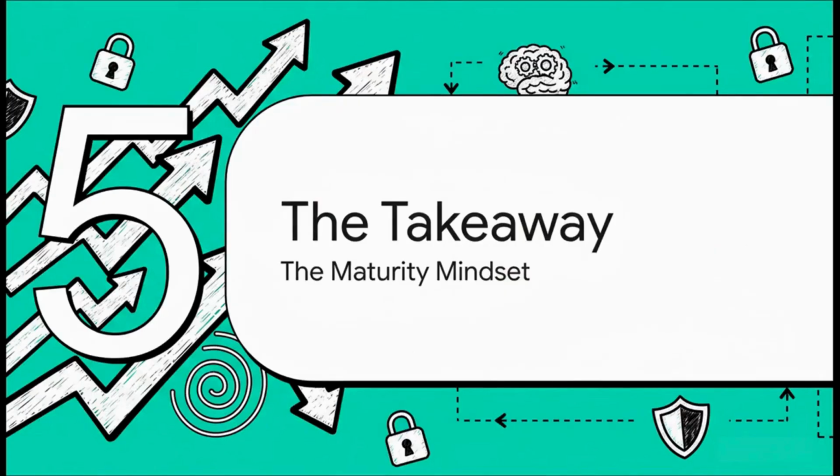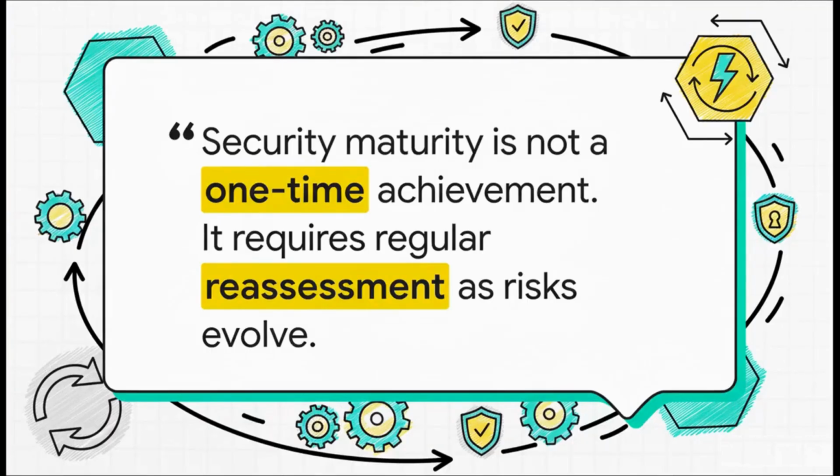And that continuous loop brings us to what might be the single most important idea in all of this. This is about more than just a framework or a checklist. It's about adopting a whole new mindset. This quote really says it all, doesn't it? Security is not a project you finish. You can't just plant a flag and declare victory. Real maturity is a journey of constant improvement. Because guess what? Your apps, your teams, and the threats you face are always changing.